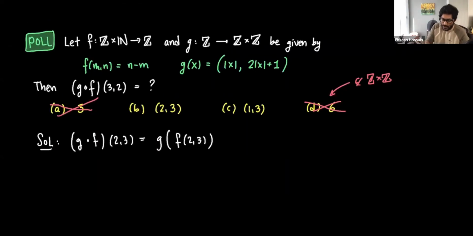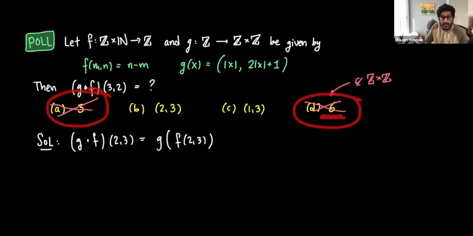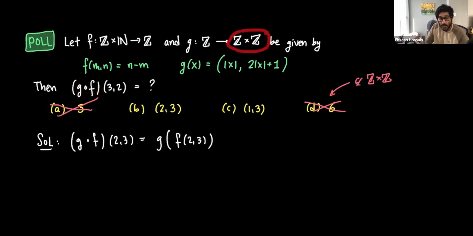Right, so you definitely can't have A or D, because D was 6 and 6 isn't a pair of integers. The output of G∘F has to be a pair of integers. This is what I call a type mismatch. The object isn't even the correct type of object. So you can immediately rule out this answer. Always do type checks. That's in computer science too.